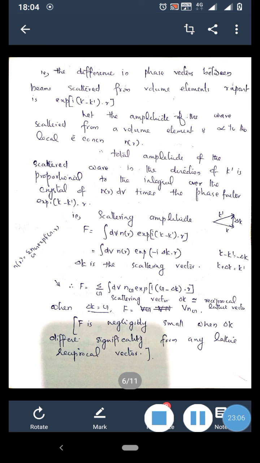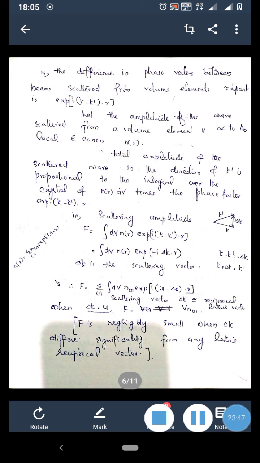Therefore, for n(r), the scattering amplitude is the summation over G of dV times n_G exponential. We have already written the expression n_G exponential i G dot r, and if we substitute that, this expression becomes n_G exponential i(G minus delta k) dot r. That is the expression for the scattering amplitude.